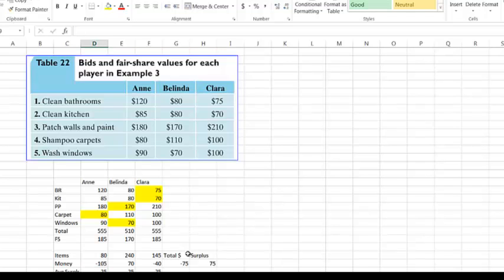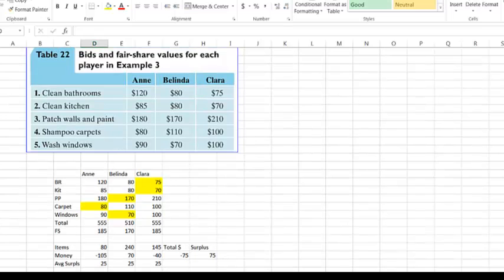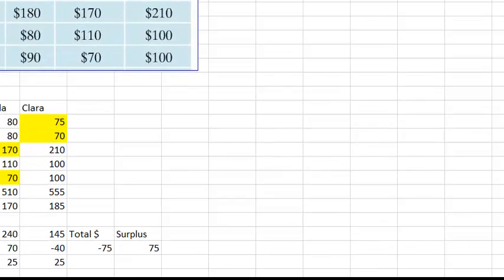Alright, now we're ready for our final. So, here's our average surplus plus the money line, just like before. So this time, Anne is going to do the carpet, and she's got to kick in $80. Belinda is going to do the paint and the windows. She's going to be paid $95 for that. And Clara is going to do the bathroom and the kitchen, and she's going to kick in $15. That's it.